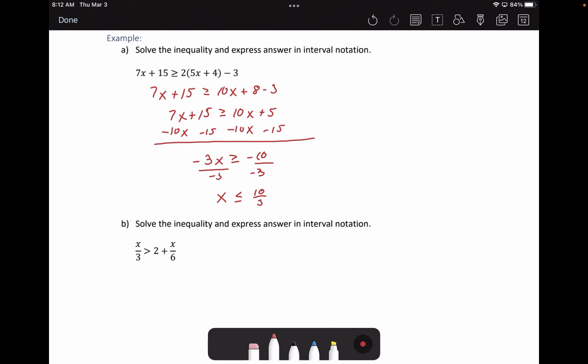From here, we'll represent this as a graph. So close circle, since we have equality, denote that point as 10/3, and we want it to be less than 10/3, less than or equal to 10/3. If you start with the graph, the interval notation will be a little bit easier. Notice on the left of the graph, we're going to negative infinity. On the right of the graph, we're going up to 10/3, and we're including it, so we denote it with a bracket.